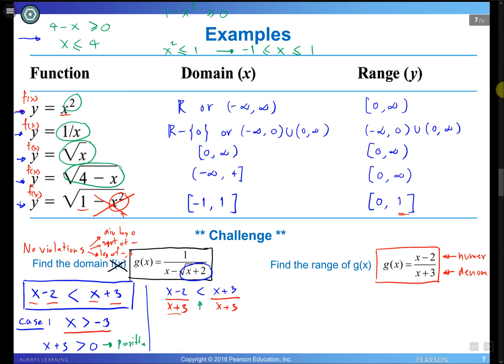Alright, so this is going to cancel and become 1. What I have right here is that x minus 2 divided by x plus 3 is going to be less than 1. And it turns out that x minus 2 divided by x plus 3 is equal to the function that we have, so this is g of x. At this point, I know that the range must be less than 1. Okay, that is the first condition.